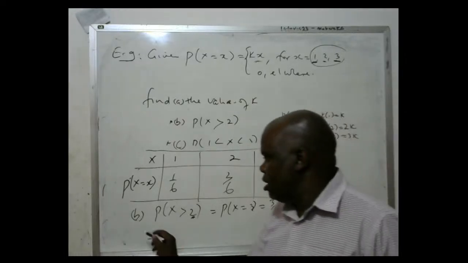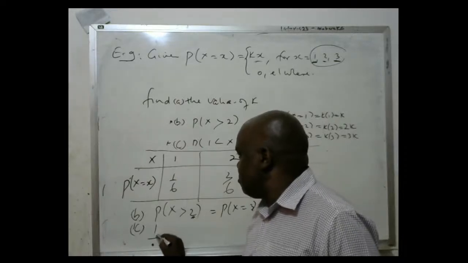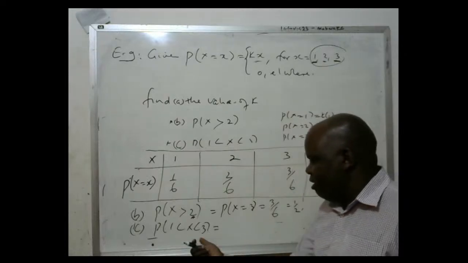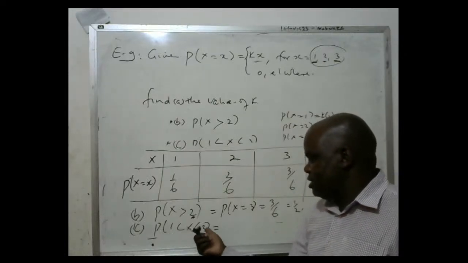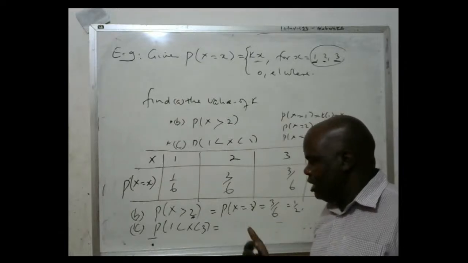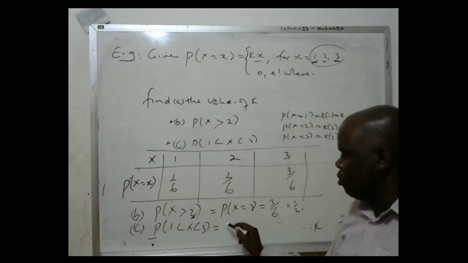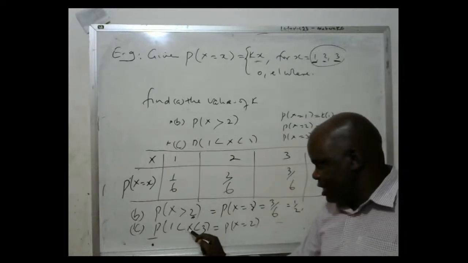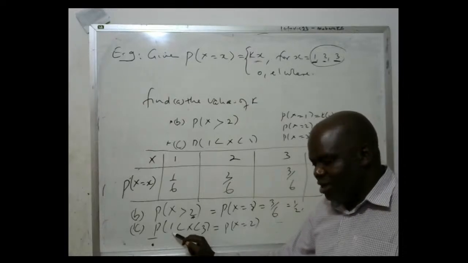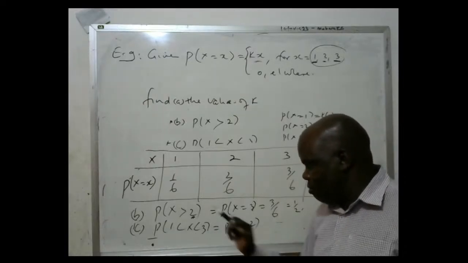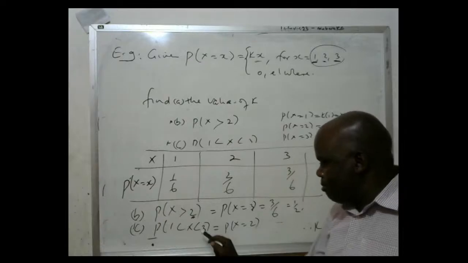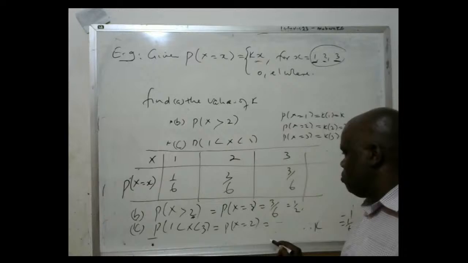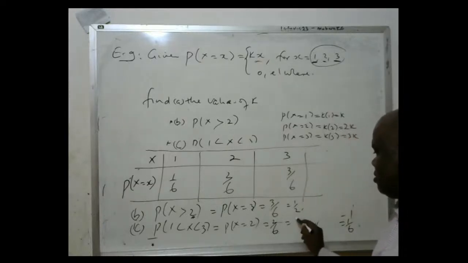Then the next one, the C part, the probability that 1 is less than x, which is less than 3. Now, by idea, what's this? 1 is less than x, that means x is bigger than 1. So that means we are dealing with the 2. But it must also be less than 3, so we are dealing with the 2 only. So the probability of x is equal to 2 shall be equal to 2 out of 6.